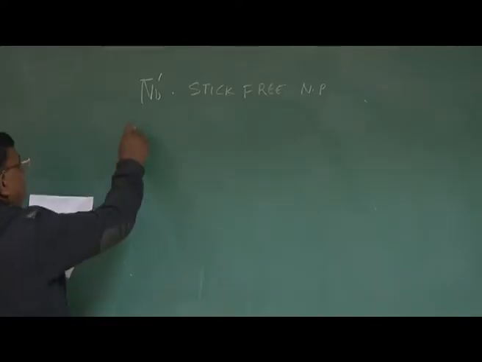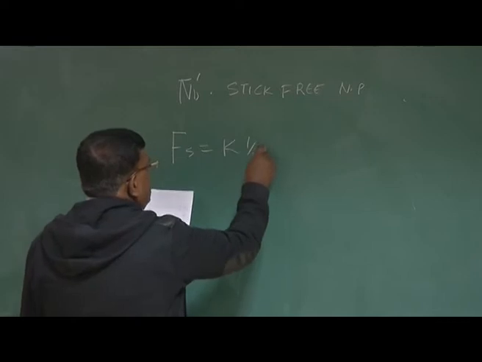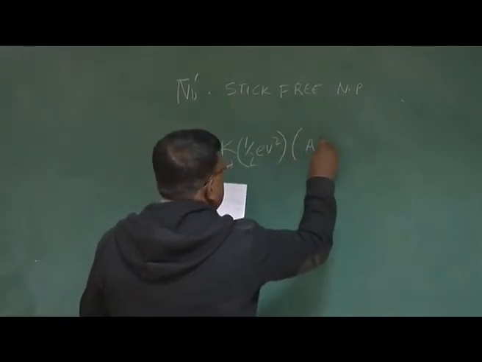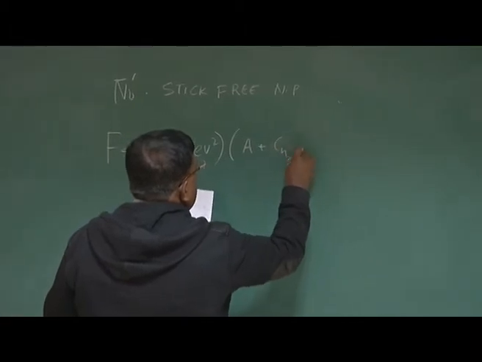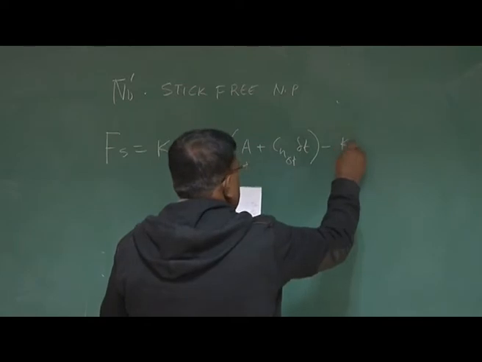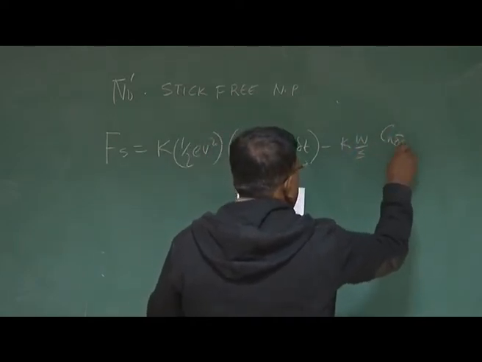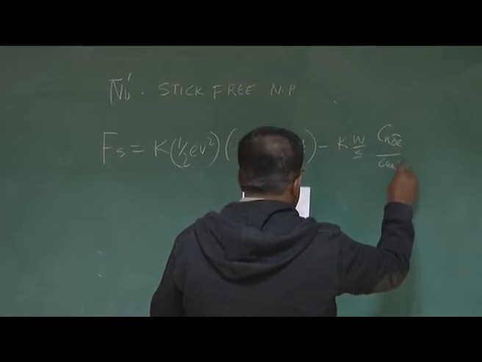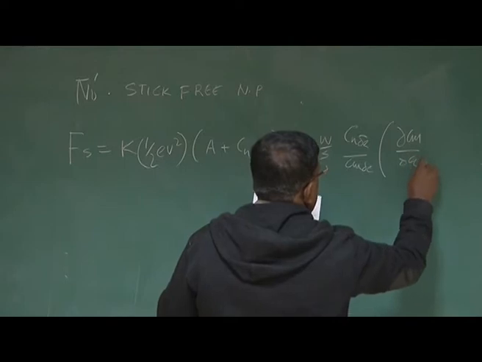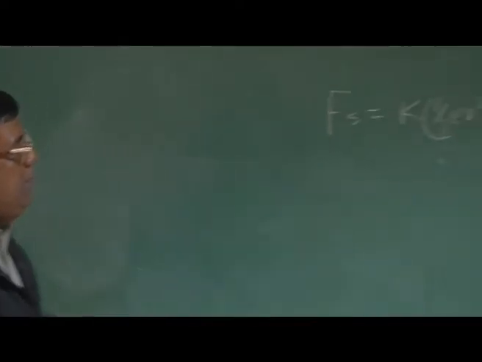If you recall, the stick force expression was half rho V square into A plus CH delta t into delta t, minus K W by S CH delta E by CM delta E into dCM by dCL free. You are familiar with the Fs expression.